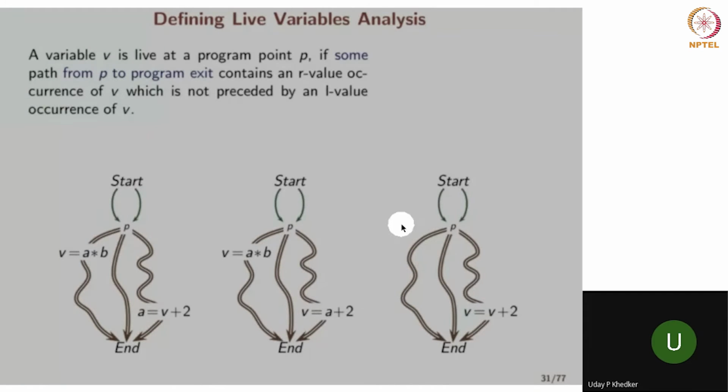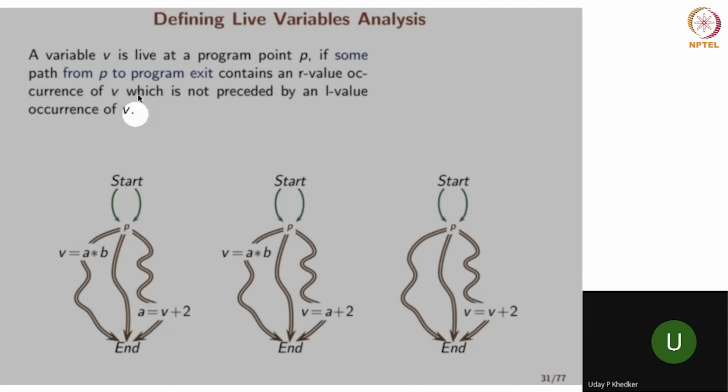So this distinction is very important because we could have R value occurrences on the left hand side as well, as we saw in the previous example. So simply saying, we should have a read of a variable before the write of the variable, before any write of the variable. So let's look at these examples. In this example, this V is an L value writing into V, and this V is an R value occurrence.